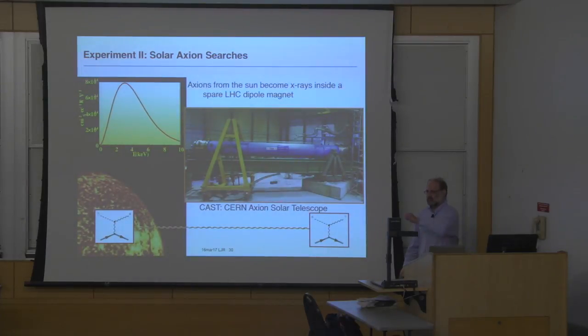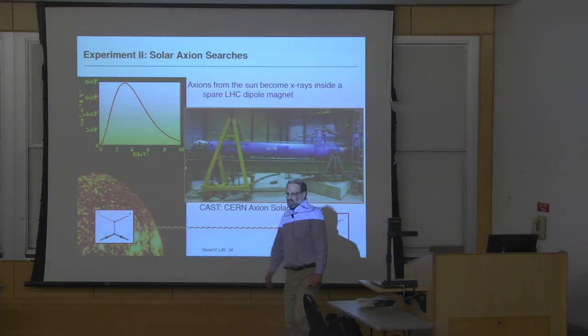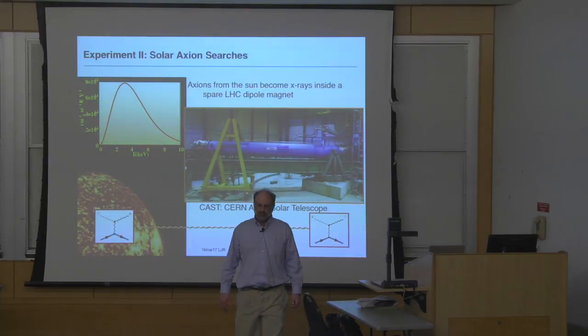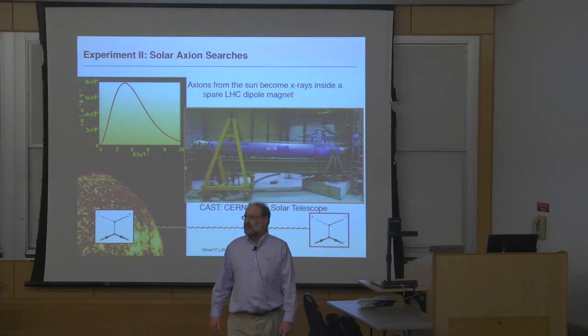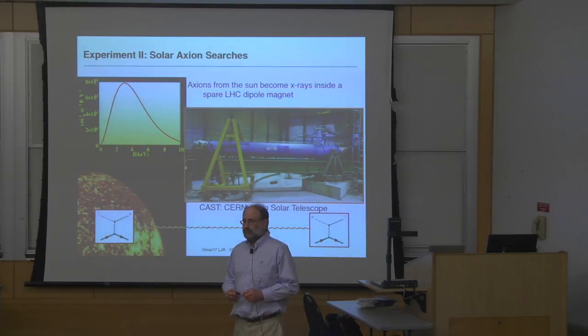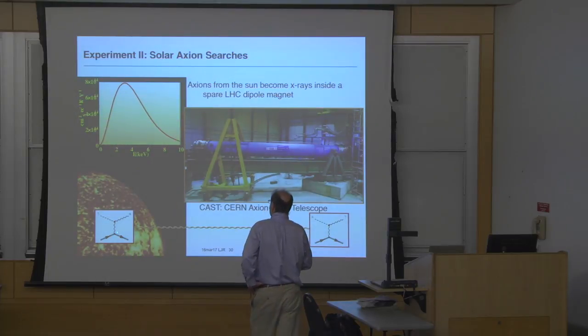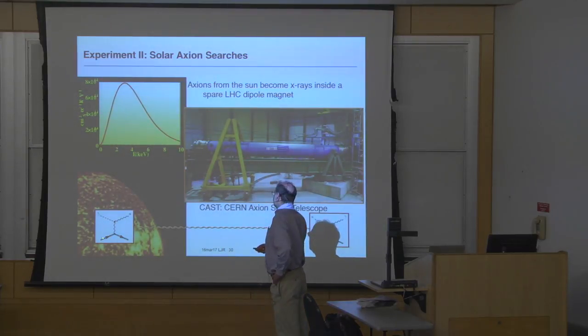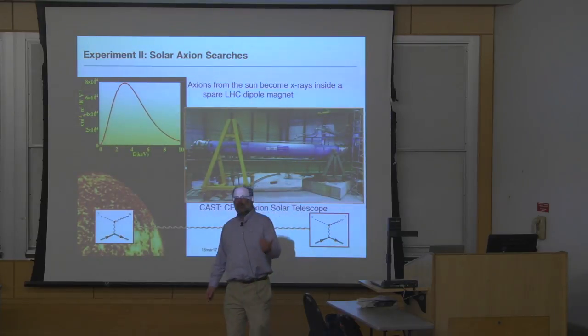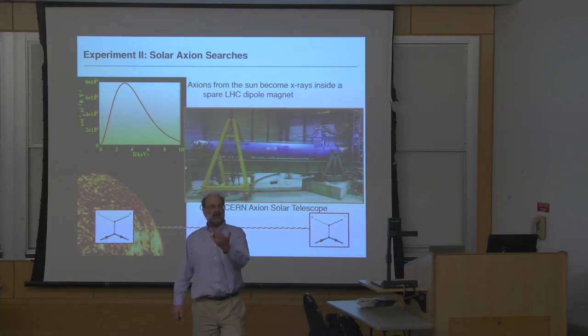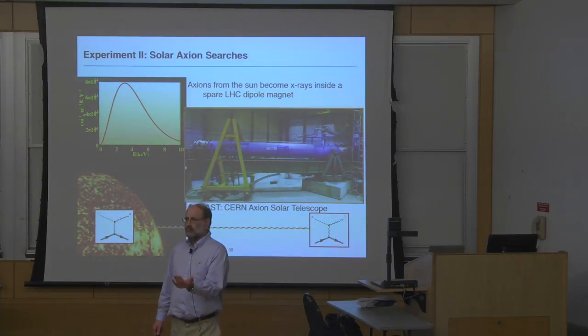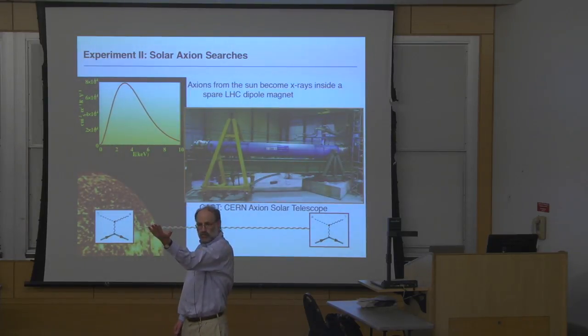Solar axion searches. This is the second flagship project. It's pushed mostly by CERN, not by the United States. And the idea of it is very, very simple. The sun spits off, so there's nuclei in the sun. It's hot. There's a photon, out spits a gamma ray. The gamma ray makes it all the way to the Earth. You take an LHC dipole, and you point the bore of the dipole at the sun.